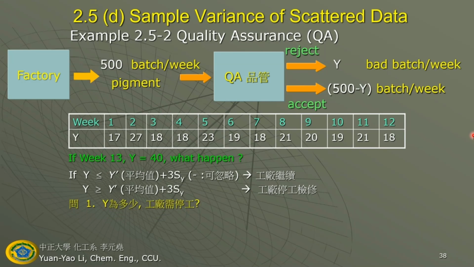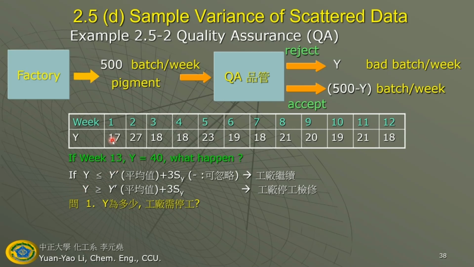Okay? So the engineer says, well, 3 standard deviations. And how do you do the calculation? You shut down the factory when Y exceeds the limit. So how do you calculate it? You take the arithmetic mean of these numbers and put it here. And of course, you know how to do the standard deviation with these numbers, right? And you times 3, and you will get this number.